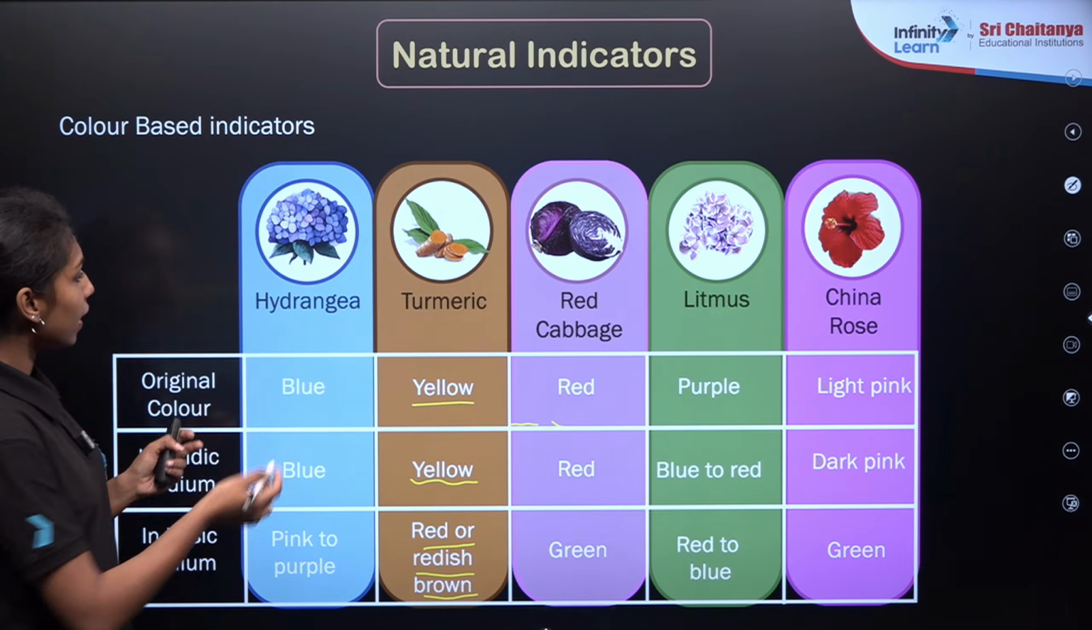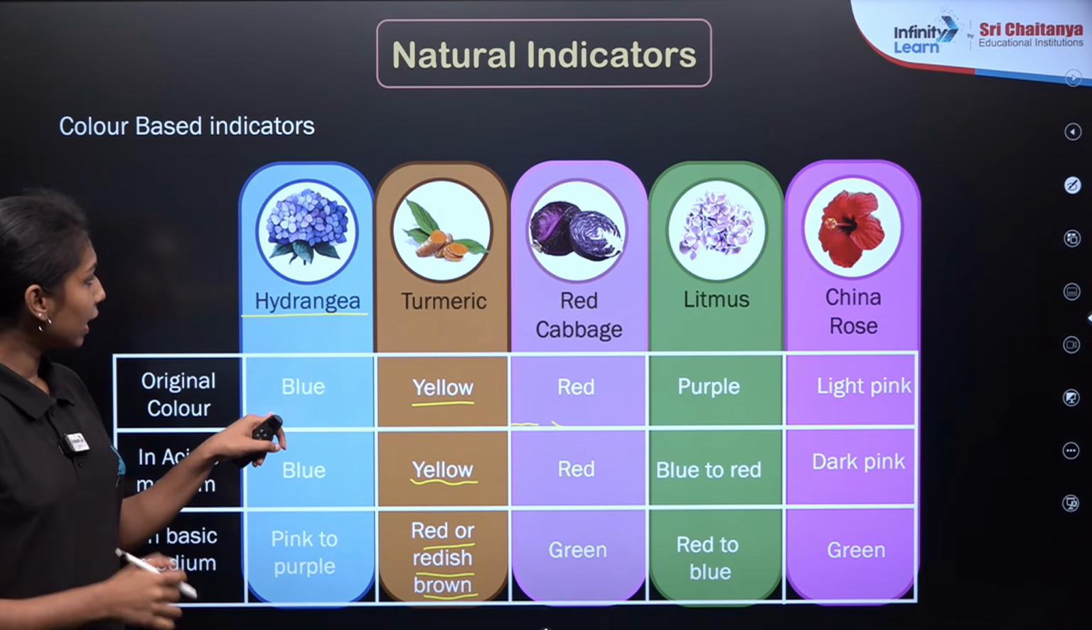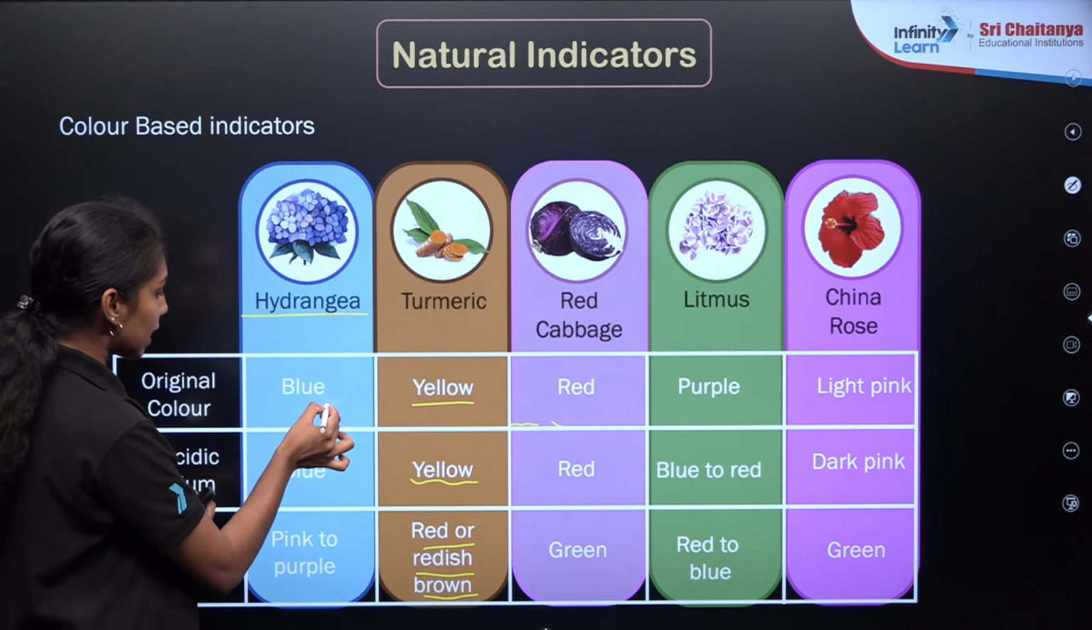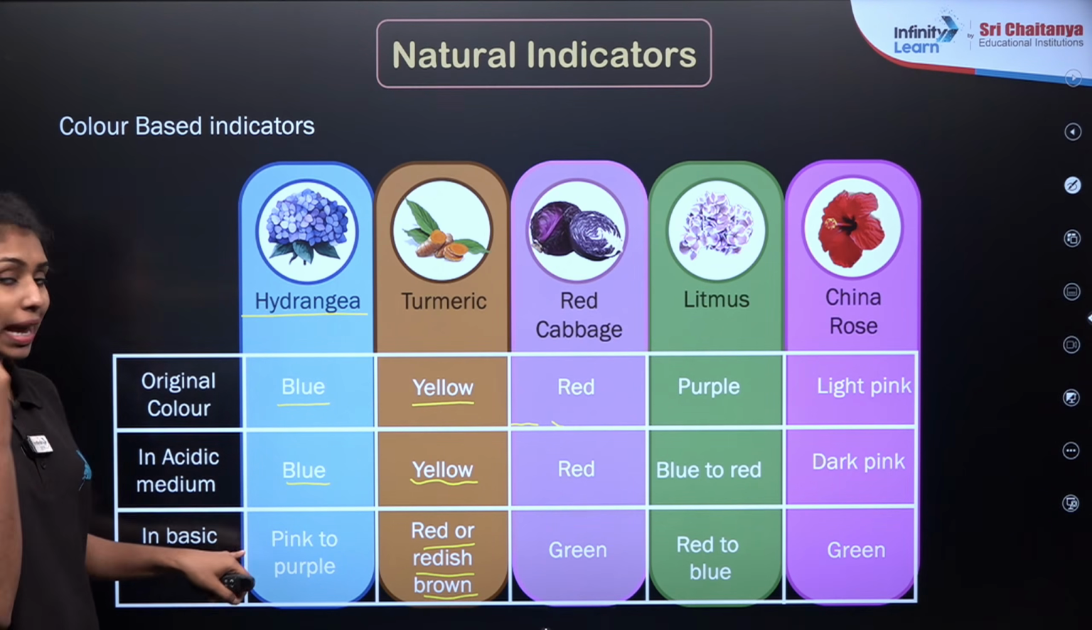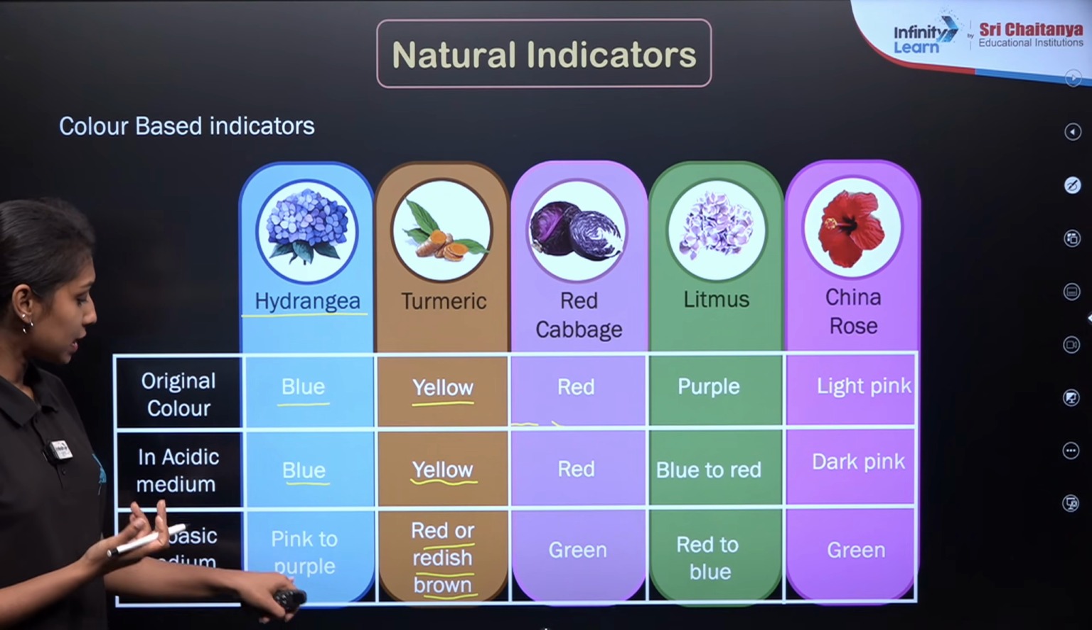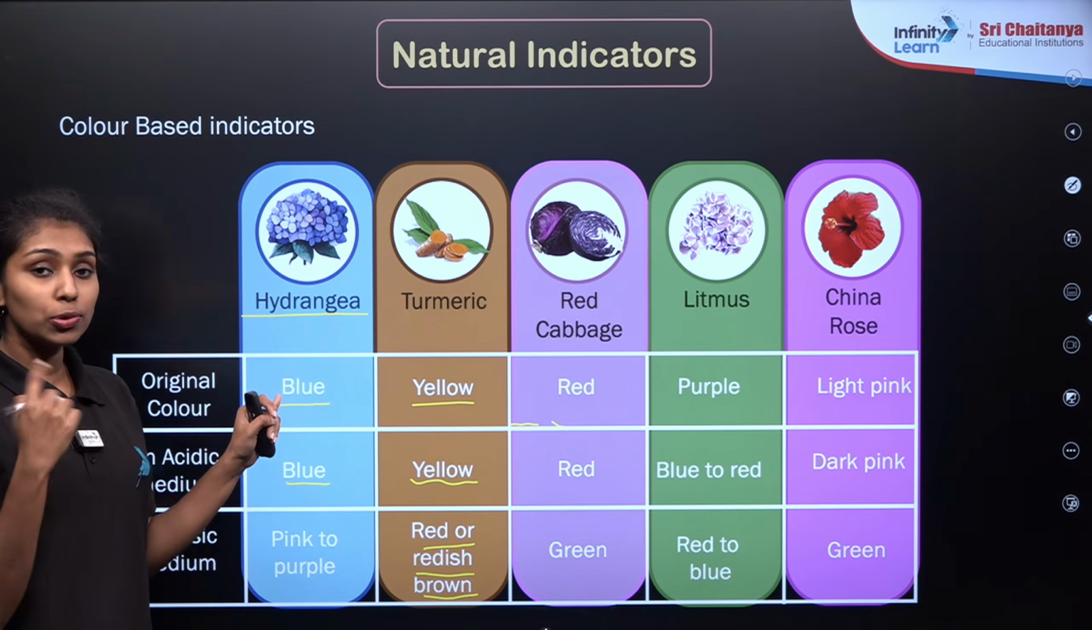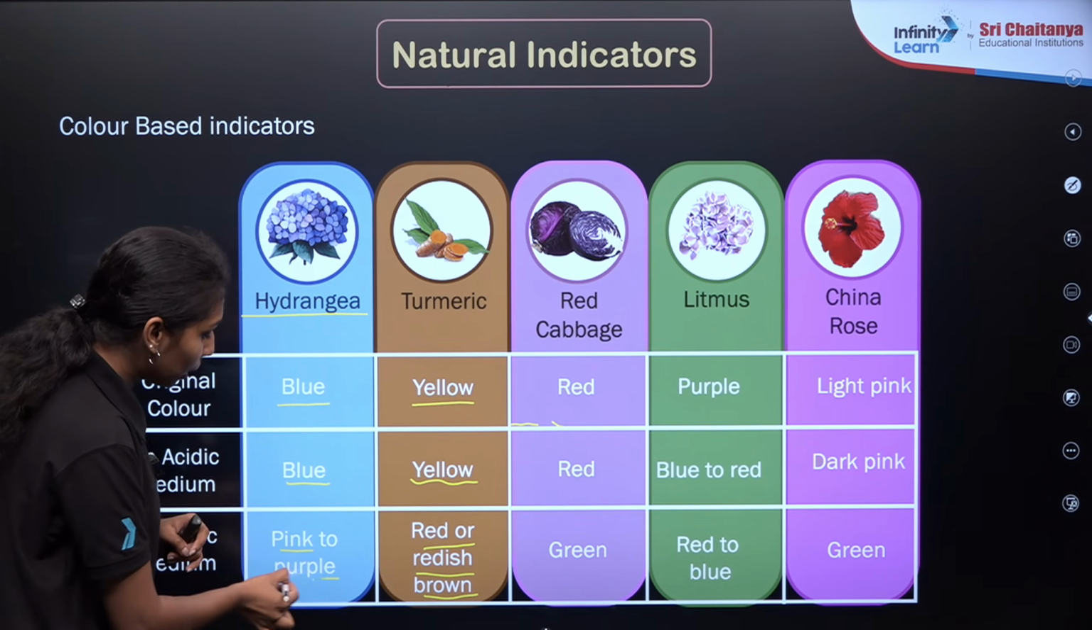Now another example is the hydrangea. This is a flower. As you can see over here, its original color is blue, right? In acidic solution, it also shows the blue color. But if you are putting it into a basic medium, the color will change from blue to either pink or purple.